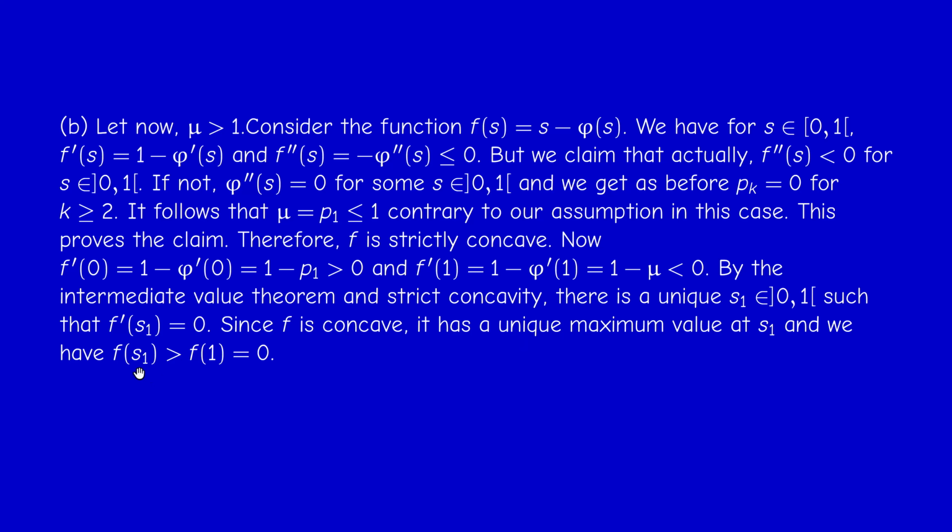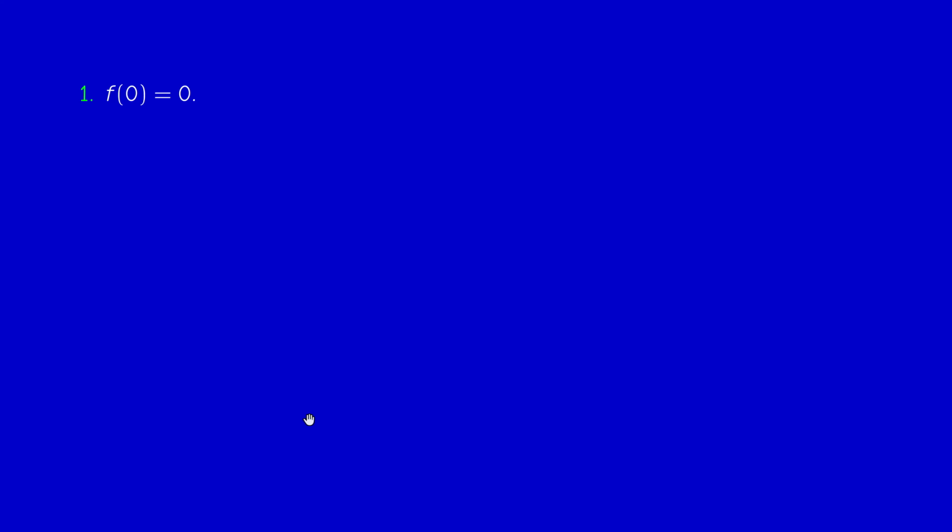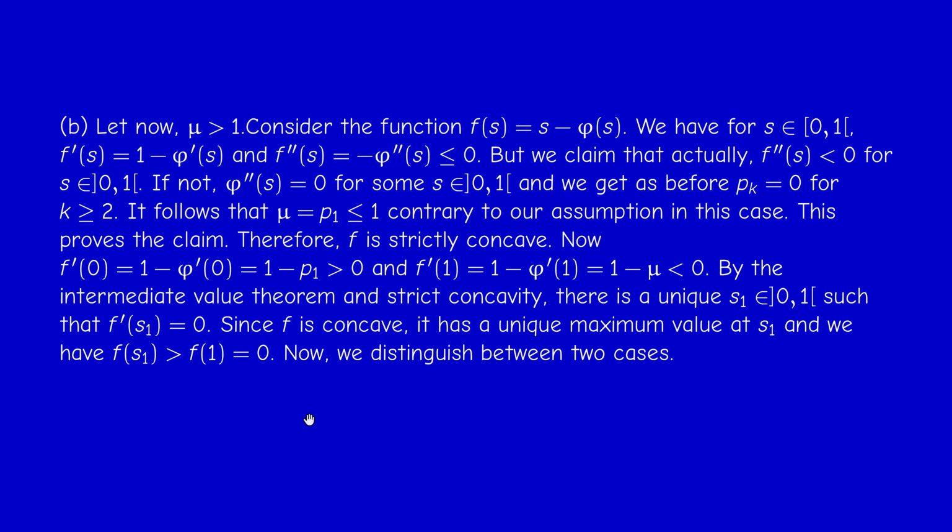So in particular, f of s1 is strictly bigger than f of 1, and we know that f of 1 is 0. Okay, because f of 1 is 1 minus phi of 1, which is 0. And now we must distinguish between two cases. Phi of 0 equal to 0 and phi of 0 strictly less than 0. There are no other choices, actually. Okay.